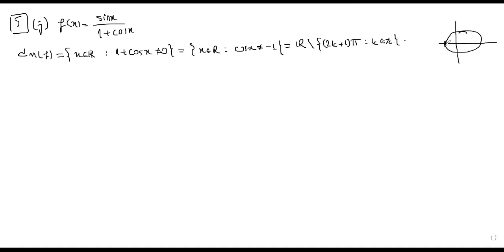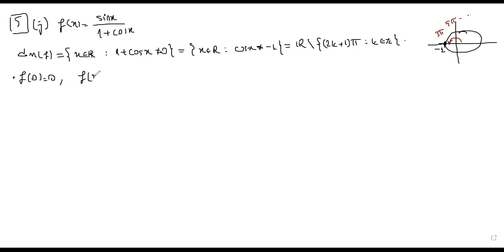Cosine is -1 here. It's -1 on what? On pi. And what else? If we add 2 pi, it will be -1 again on 3 pi. And adding 2 pi will give 5 pi. So the odd multiples of pi give us cosine x equal to -1. So we need to get rid of these points. All right. So we have this set, this domain. What else? We note that f of 0 is sine 0, which is 0. So f of 0 is 0.